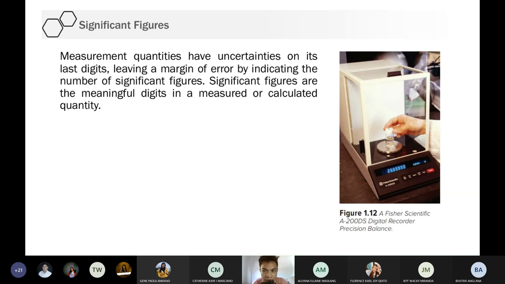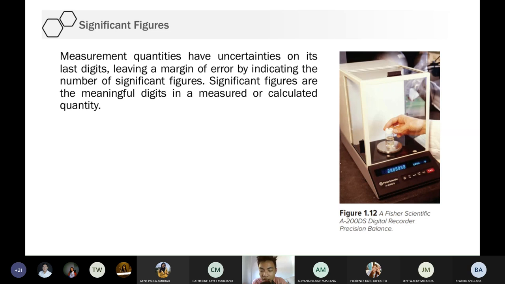For example, you are using a burette, okay? When you use a burette, you report your answers always in three significant figures or two significant figures only, okay? So if you use a pipette, you also report the answer in three or two significant figures, no? So for each instrument in Anachem, you have to report your measurement in the correct significant figures, okay?